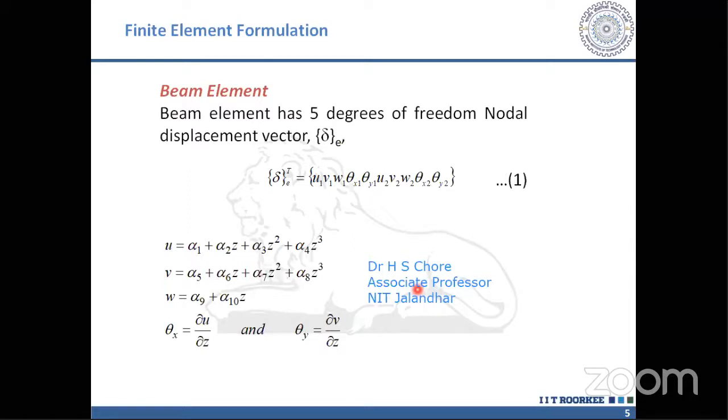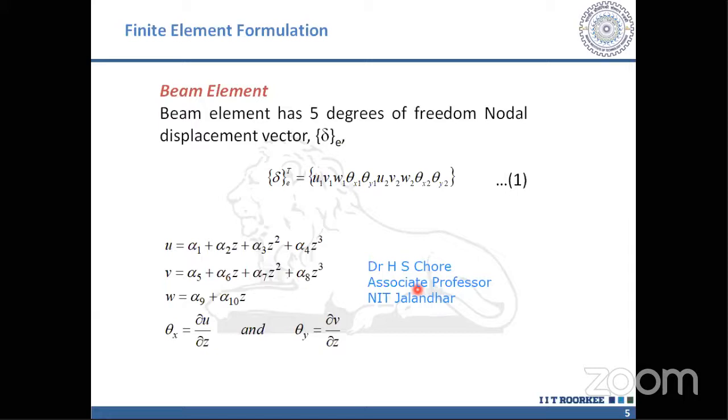Let's assume that originally it is a vertical member, and in that case u and v are transverse displacements in the horizontal plane, in the x and y directions, and w corresponds to axial displacement. Then theta x is rotation about the x axis, and theta y is rotation about the y axis.